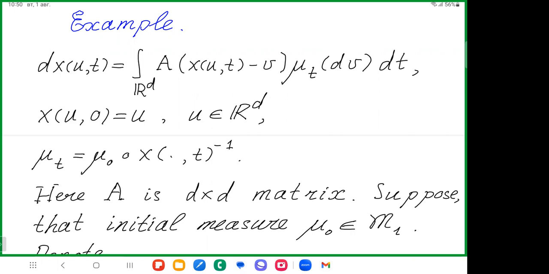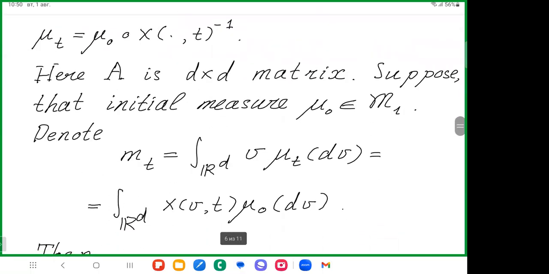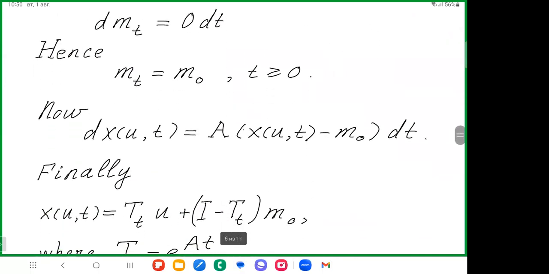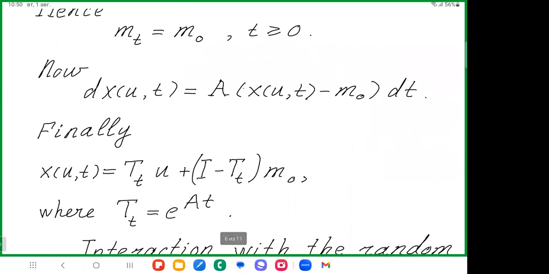This is one remark. Another remark is let's again see the behavior of the solution x^u(t). For example, suppose that matrix A is just minus a positive definite matrix. Then it is trivial that x^u(t) goes to m_0 when t goes to infinity. So all particles concentrate near the center of the mass.